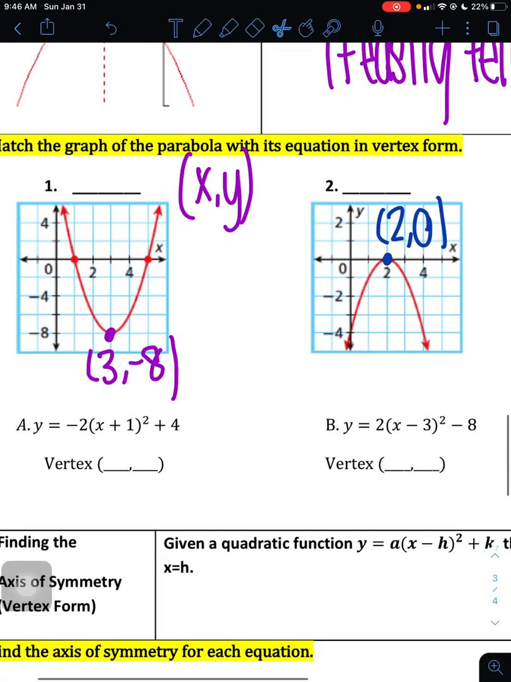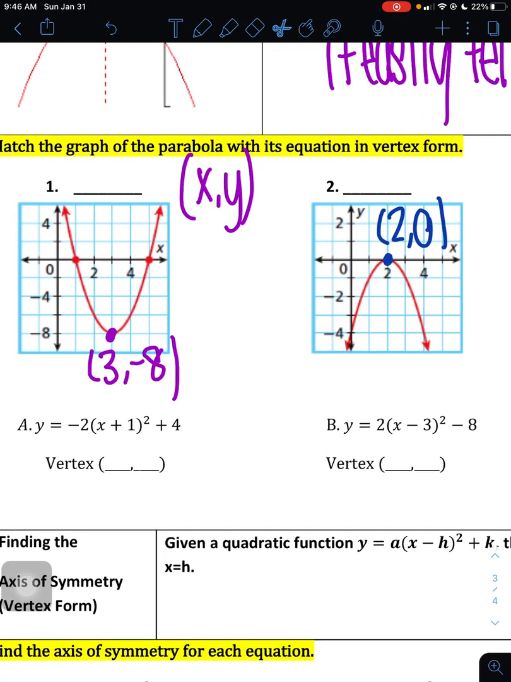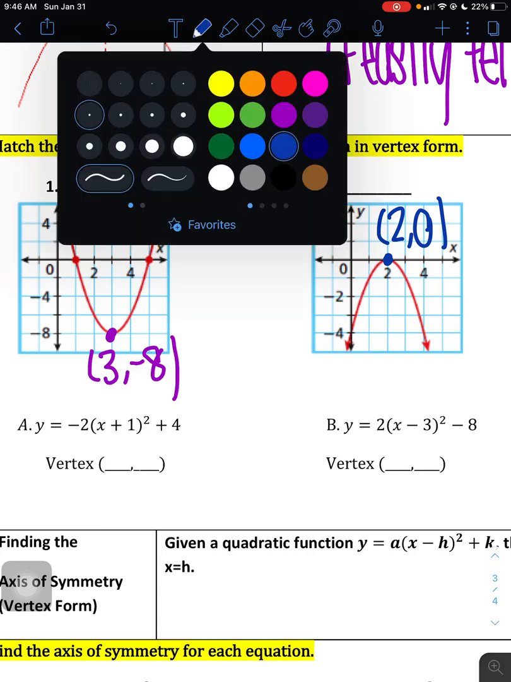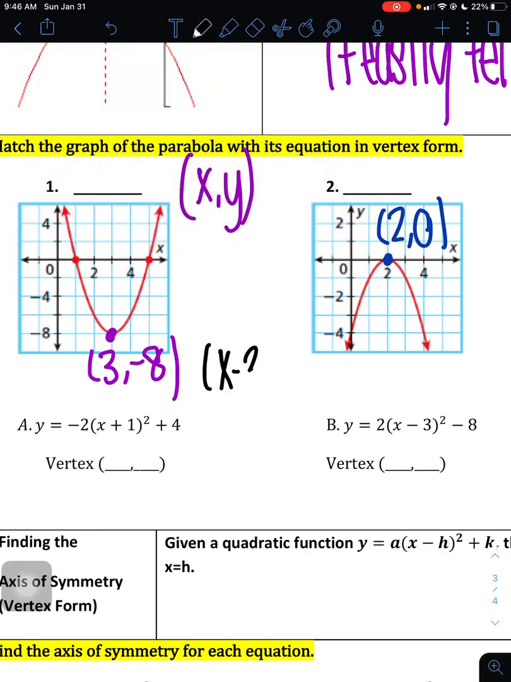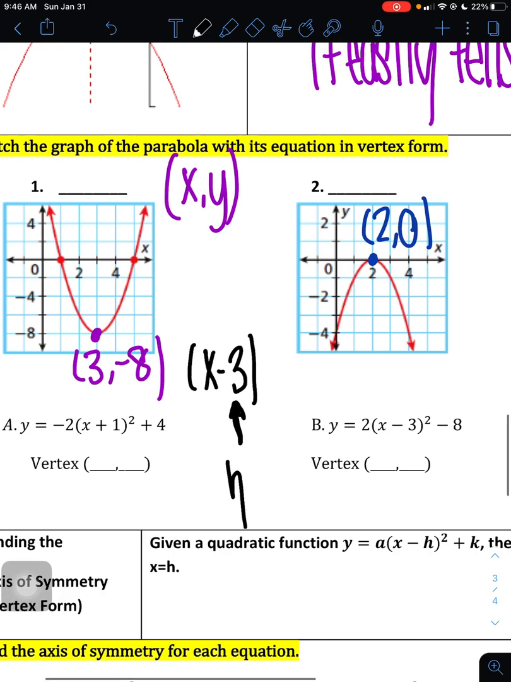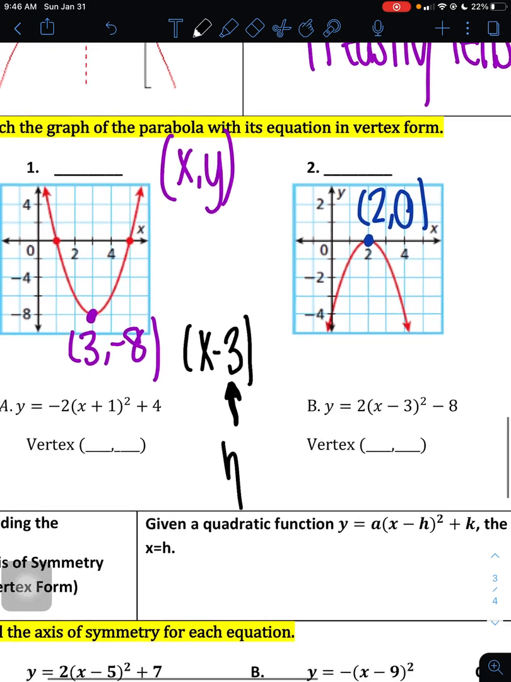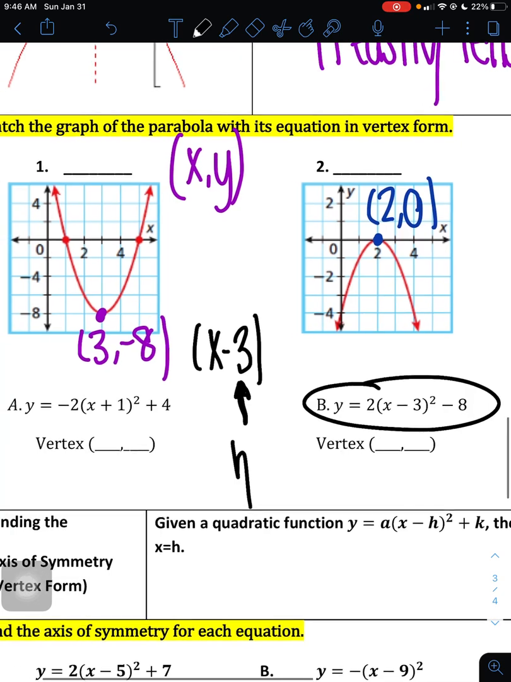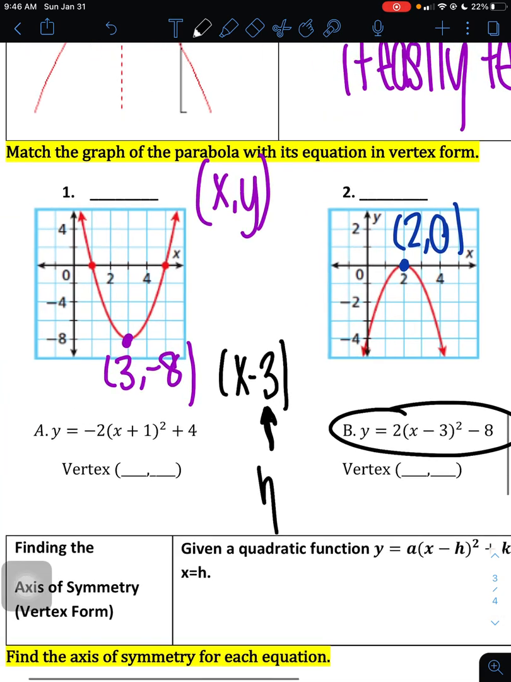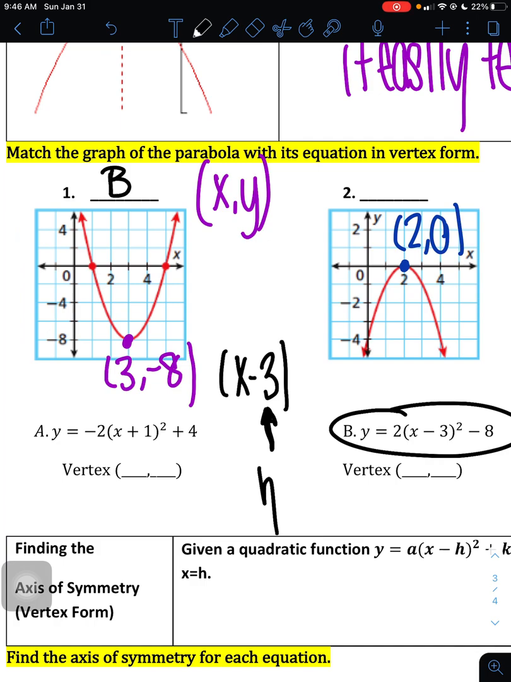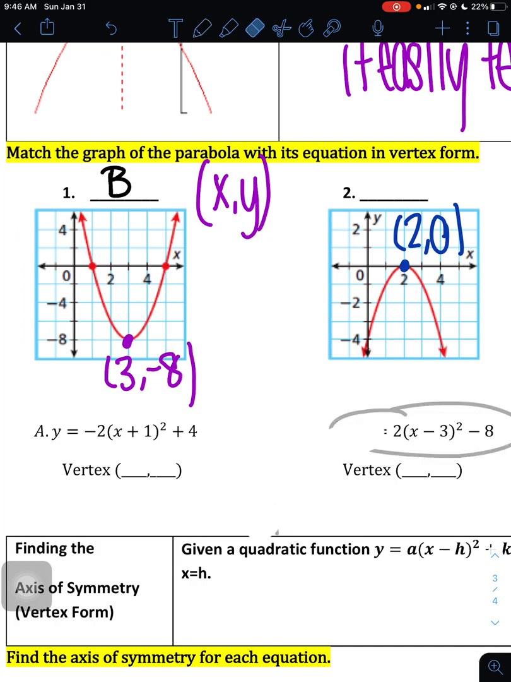So my first vertex is 3 comma negative 8. That means inside of my parentheses, I need to make sure that I'm seeing x minus 3, because this would be the h. Now there's only one set of parentheses that shows me that x minus 3 that I'm looking for. And that's specifically this one right here, this b. I'm acting like you guys can see what I'm pointing at. But that b right there, notice how it has x minus 3, and then it also has that negative 8 constant that we were looking for. So I'm going to go ahead and say that this is for b. Trying to clear some things up.